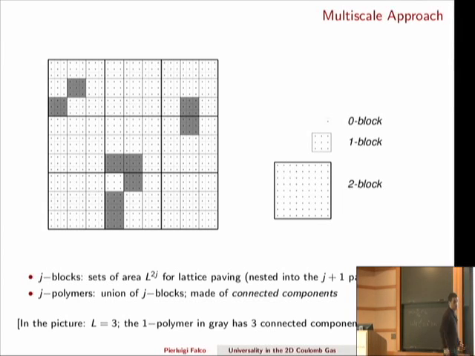Block of side L to the 2, and you go on with this nested paving. Well, not forever, until you have the L to the R blocks. Since the lattice is as big as L to the R, it will be just one block. So they are nested. Blocks means just the block, and polymer means union of these blocks. In the picture, there are 3 connected polymers. This is a connected polymer, this is a connected polymer, this is a connected polymer.